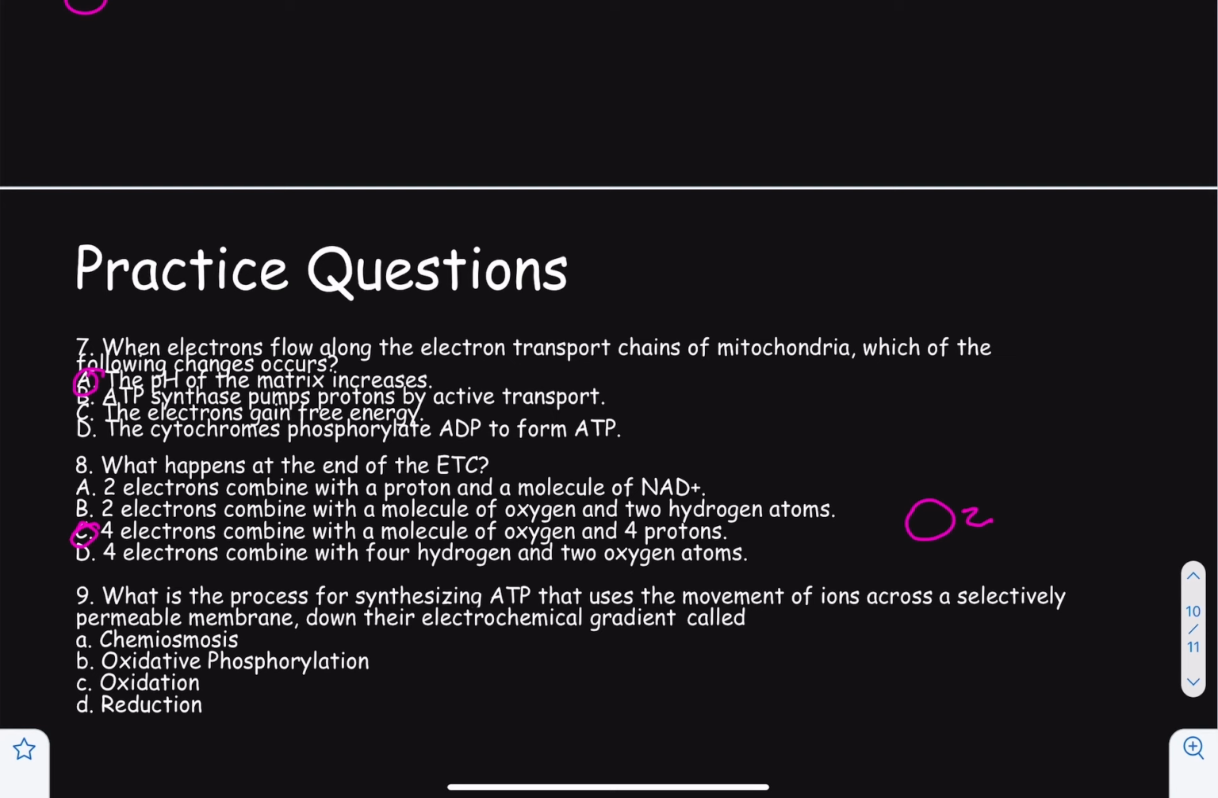What is the process for synthesizing ATP that uses the movement of ions across a selectively permeable membrane down their electrochemical gradient called? Chemiosmosis. And that's it for this video.